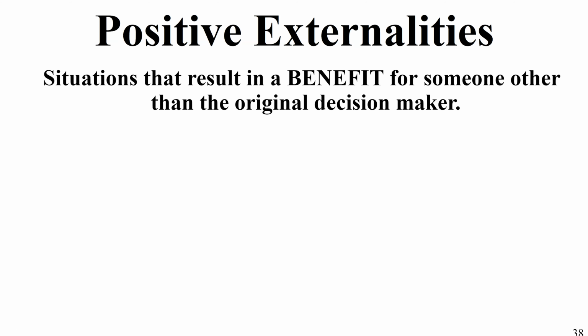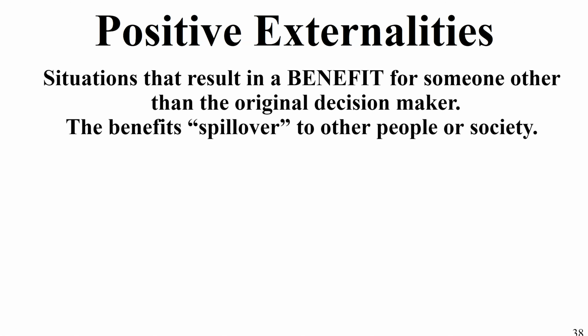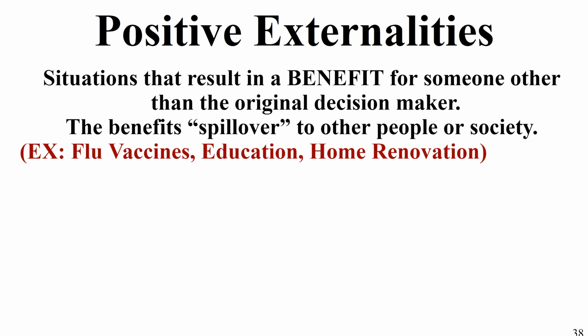So that third party in the negative externality that was suffering is now going to benefit from a positive externality. And that is going to spill over to society, to the people in society. They're going to benefit from these types of externalities that we see here. So a flu vaccine is a great example. Coronavirus vaccine is a great example here.